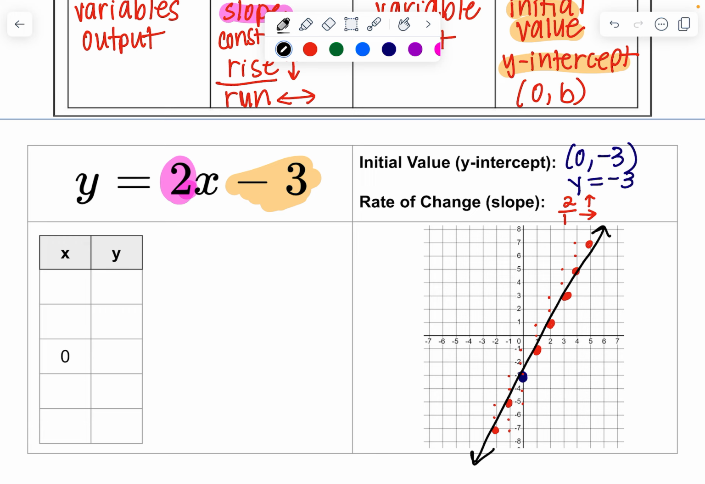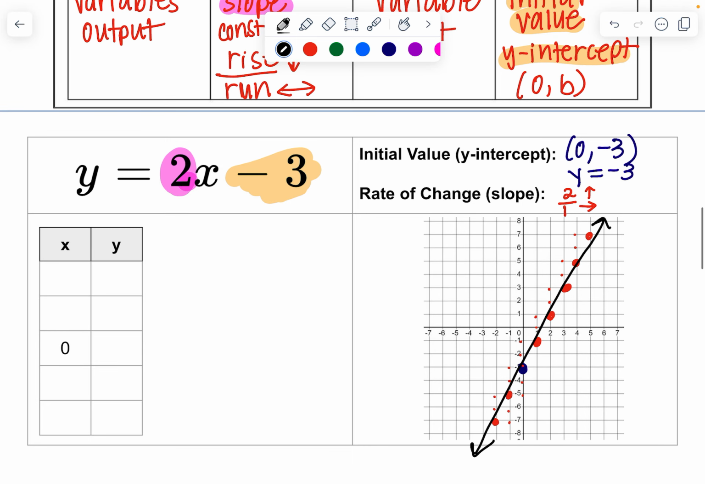So how does this tie into the table, right? Well, we can see that x is our input values and y is going to be our outputs. So we can practice evaluating functions and plugging in values for x and seeing what we get out for y. We'll start with our very first one that's given to us, the input of x being 0. So I'm going to plug that into my equation, right? Y equals 2 times 0 minus 3.